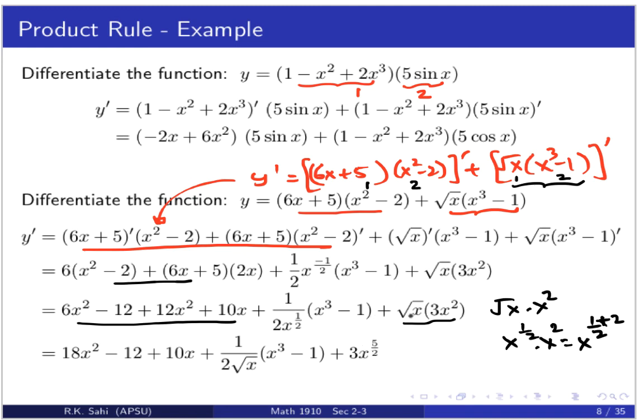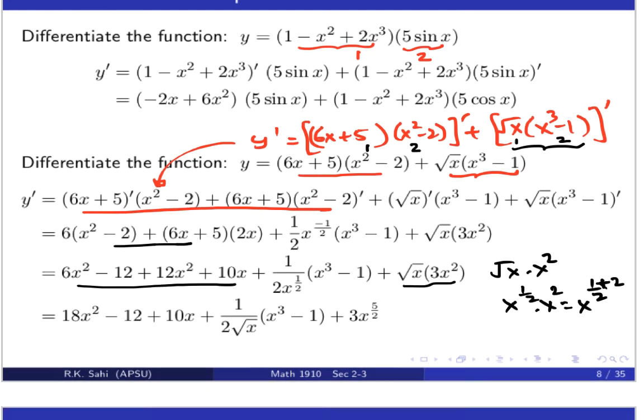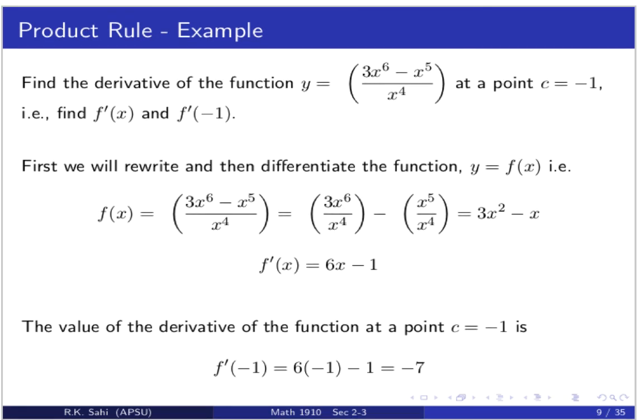Okay, so let's do one more example of product rule and see how we can apply a little bit more technique here. This question says, find the derivative of the function y equals 3x to the power 6 minus x to the power 5, divided by x to the power 4, at the point c equals minus 1. So you're taking the derivative and finding the derivative at a specific point. What basically it means is you first take the normal differentials as we have learned, and then evaluate that differential at the point minus 1. That's what it is asking.